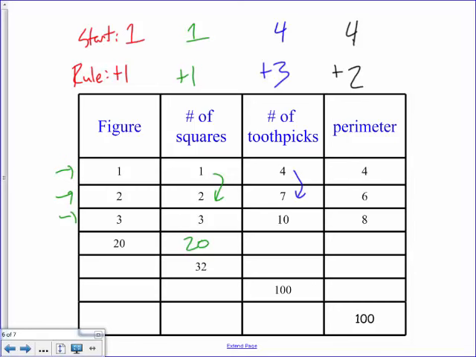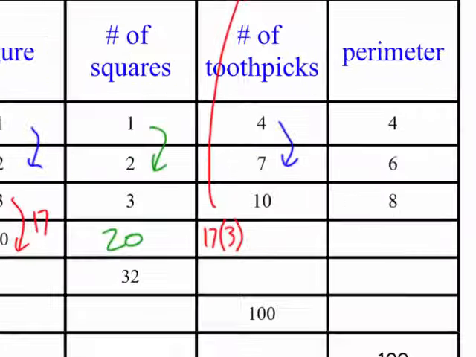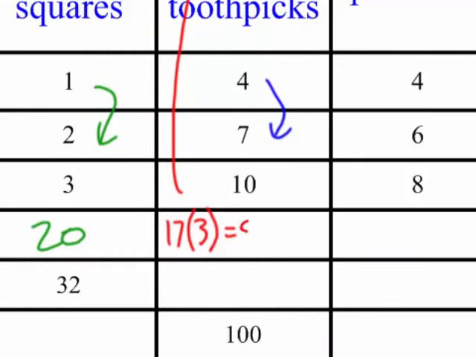So let's think about this. Each time we go up a figure, we go up how many toothpicks? We go up 3 toothpicks, right? Well, from 3 to 20, we jumped how many figures? 17 figures. We jumped 17. So if I take 17 figures times, what does it jump? It jumps 3 each time, right? So 17 times 3, I get what? 51. So really there's 51 toothpicks being added in those 17 figures.